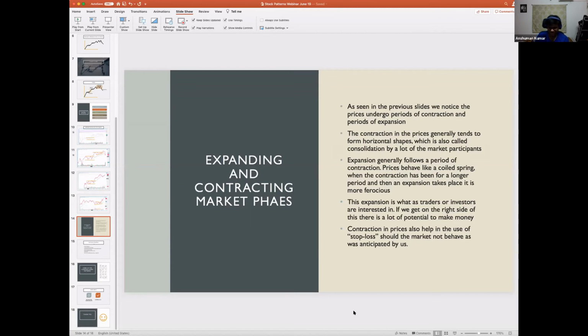I don't know if any of you are familiar with the term, but stop loss is exactly what it means. It is to stop your loss. And what is that? So let's go to this slide.